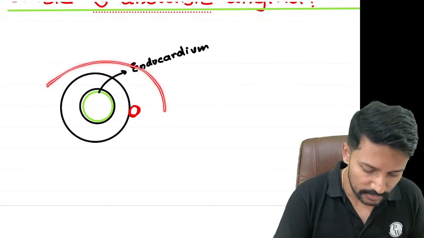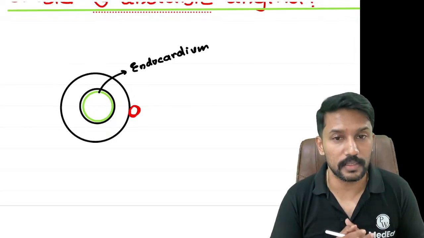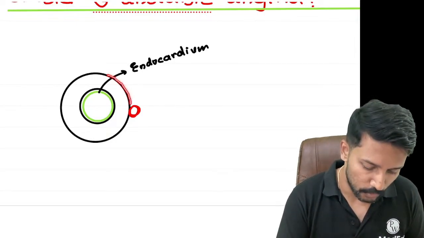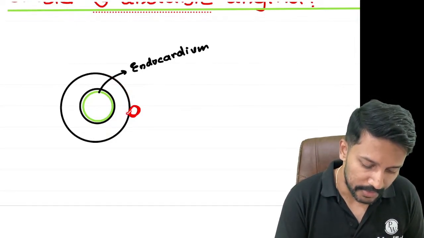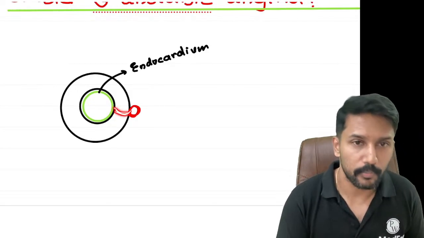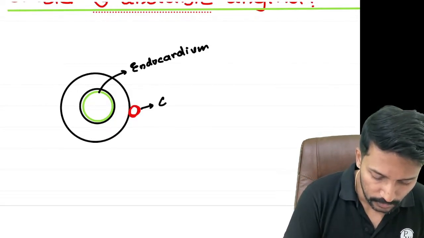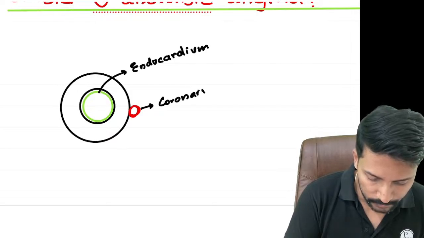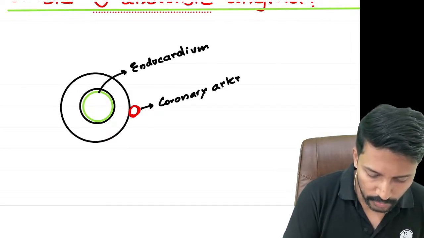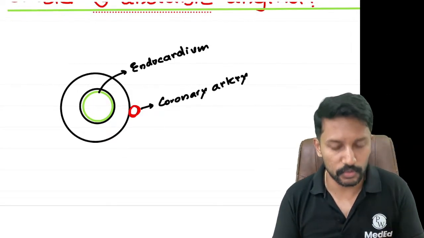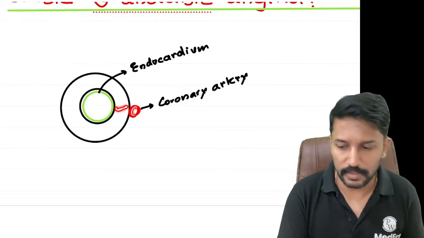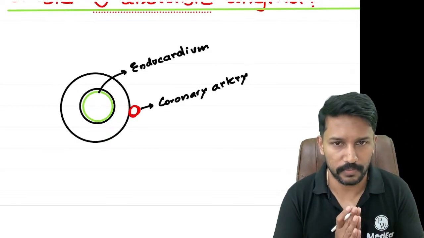Outside this I have the pericardium, and we know that coronaries run on the surface of the myocardium and then penetrate into the myocardium and supply the blood. So let us think that this is a coronary artery. As long as the coronary artery is patent and able to supply the blood that the myocardium needs, there is no ischemia and no chest pain.